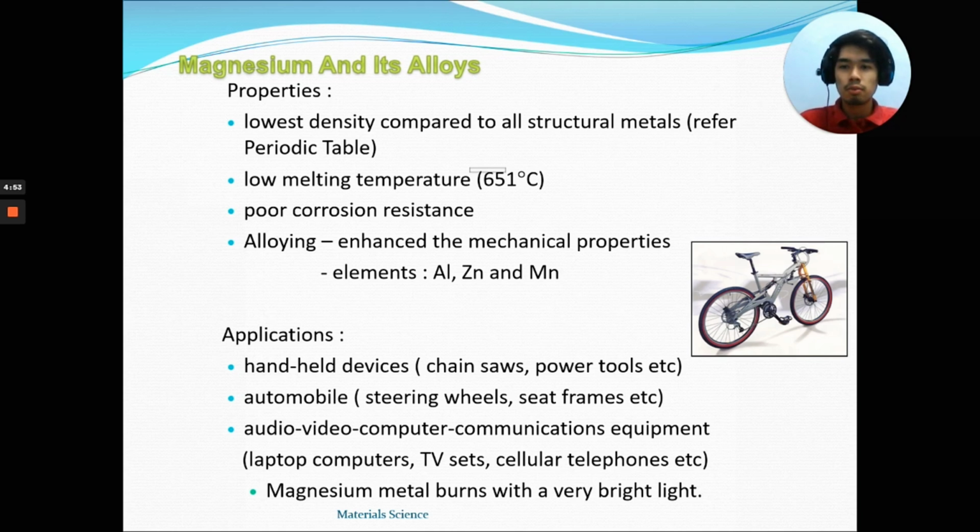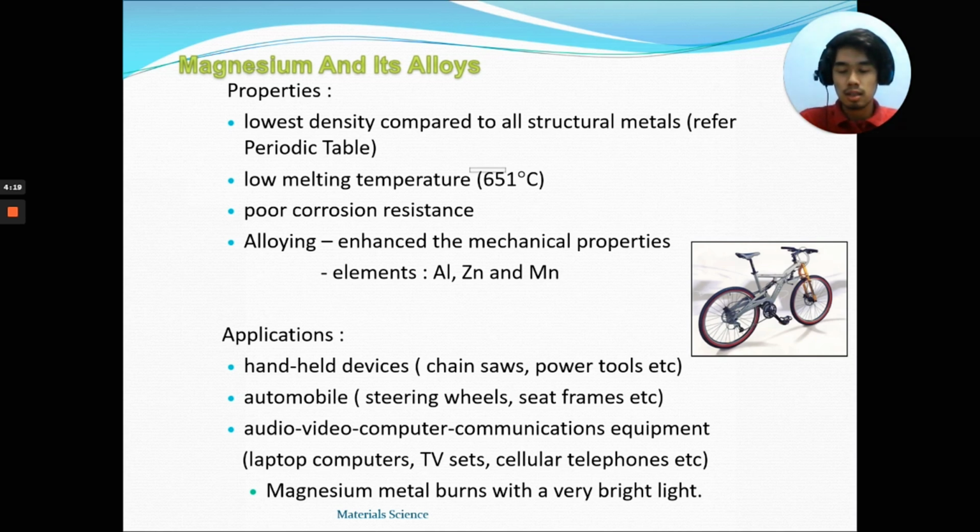For the mechanical properties, the material has the lowest density compared to all structural metals, as we are referring to the periodic table. It also has a low melting temperature, which is around 651 degrees Celsius. It also has poor corrosion resistance, and when we are alloying, we will enhance the mechanical properties. The elements contained in the alloy are aluminium, zinc, and mangan.